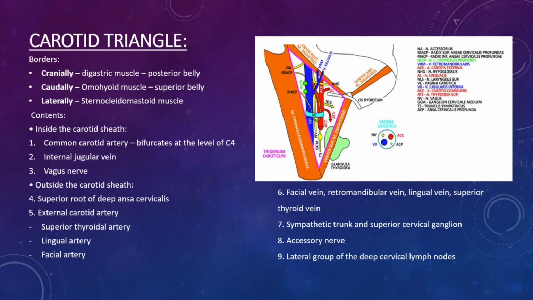Now, within the carotid sheath, we'll find the common carotid artery, which bifurcates into the internal and external carotid arteries, which are not part of the carotid sheath. Then we have the internal jugular vein and the vagus nerve, also known as cranial nerve number 10.